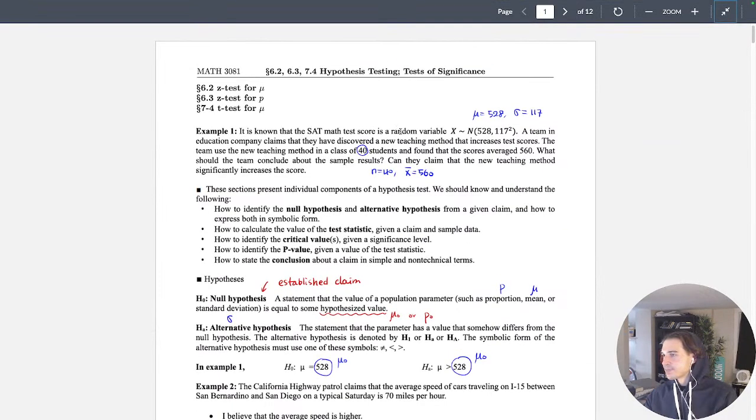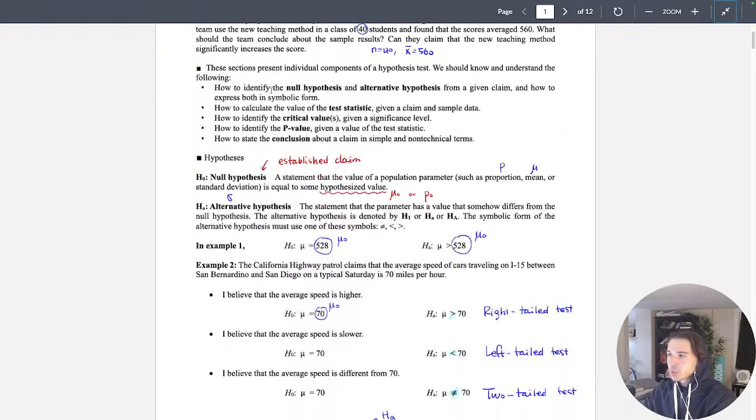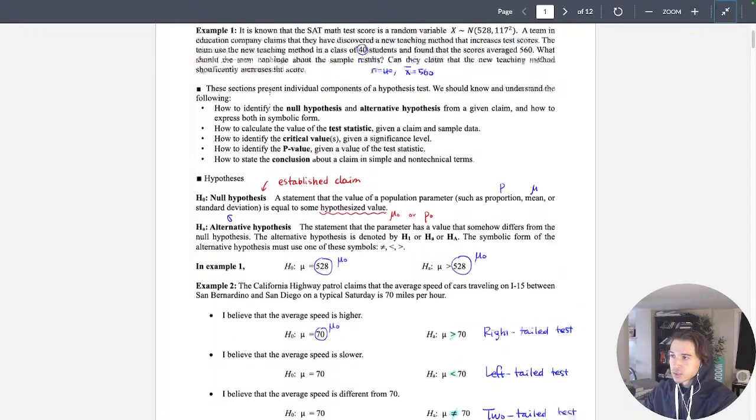Hypothesis tests. These are pretty simple. You're going to do the z-test for the mean when the population standard deviation is known. You're going to do the z-test for the proportion. Again, I think when the population standard deviation is known. And the t-test for the mean when you don't know the population standard deviation and you only know the sample standard deviation.